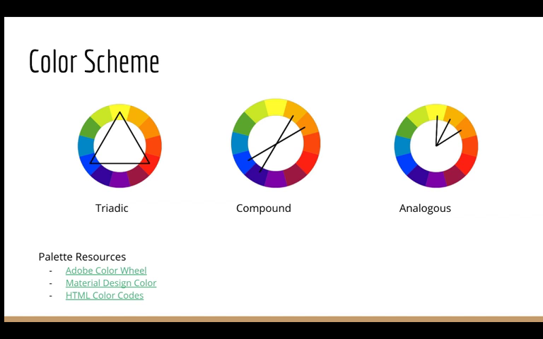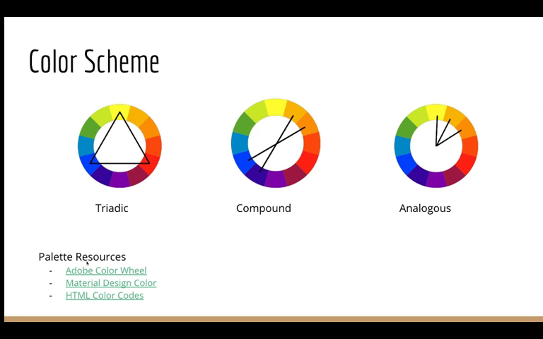So for triadic, you just pick 3 different colors that are spread out in a triangle. Compound is complementary, but you use colors that aren't completely opposite, or a range of complementary colors. And analogous is where you pick colors that are nearby each other. They look nice together because they're similar.